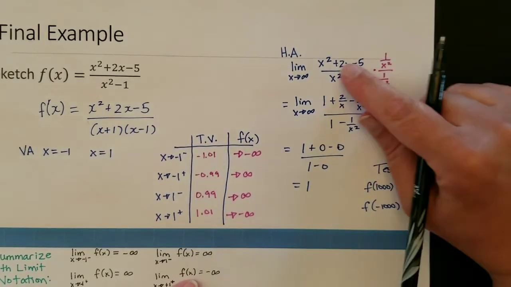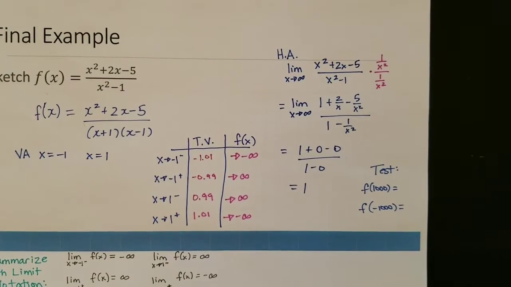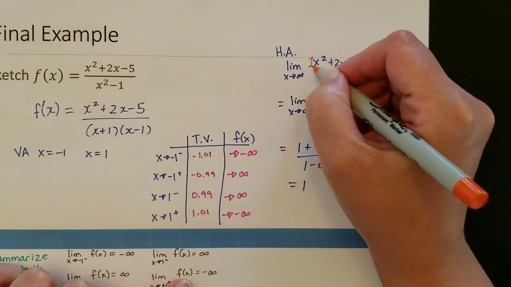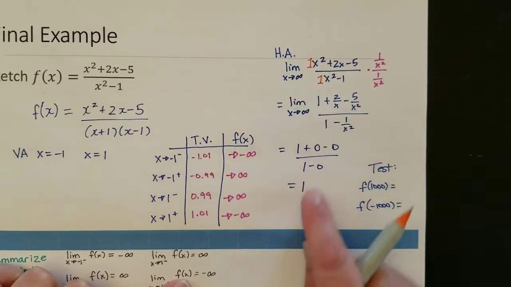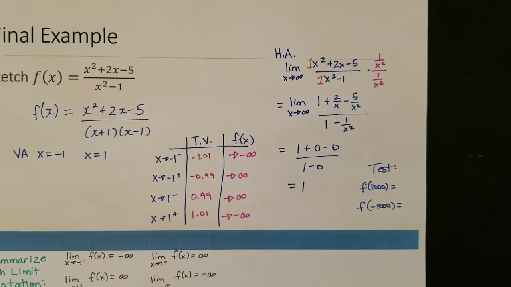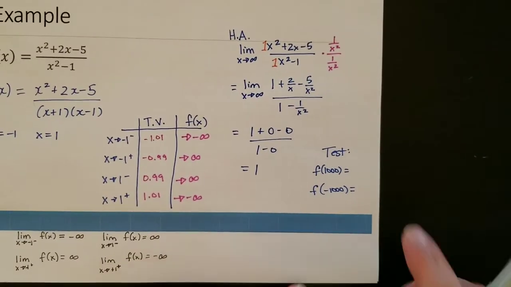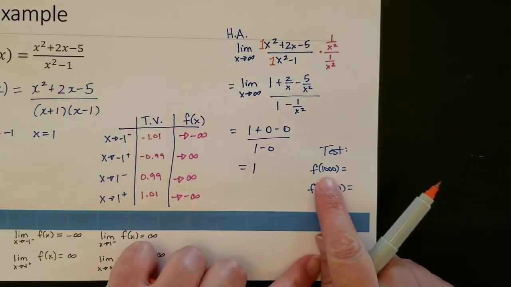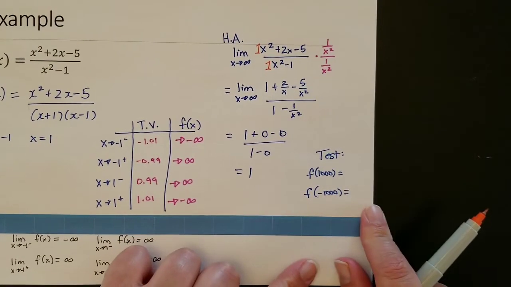You guys would have known that even from the Advanced Functions course, because you would have looked at the coefficient of the largest exponent on the top and bottom. Okay. Here, we're going to do test values, testing +1,000 and -1,000, to see if this goes off towards 1 from above or from below.